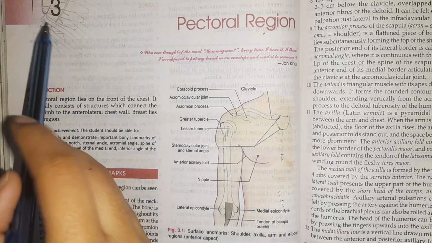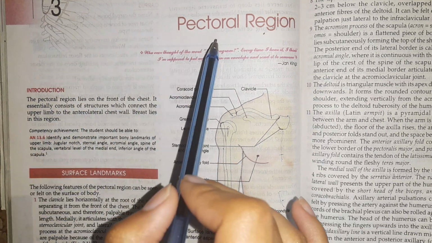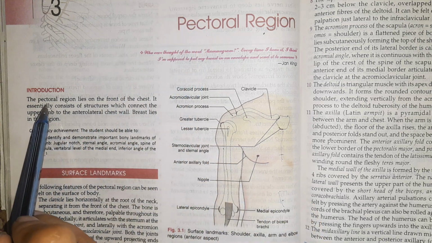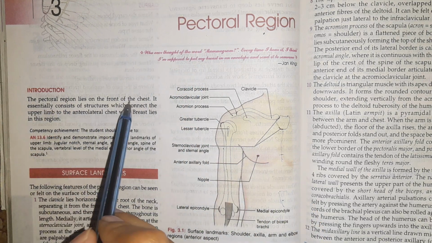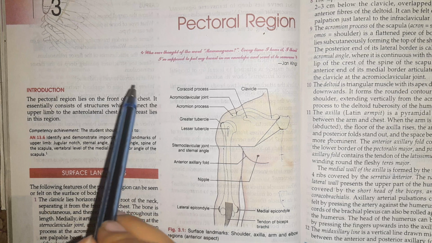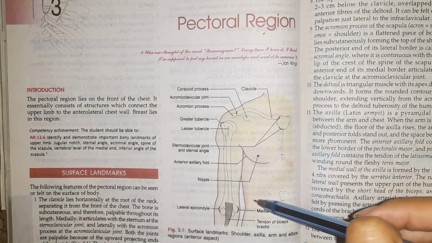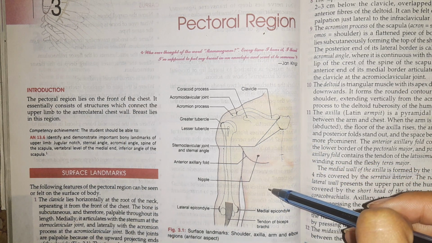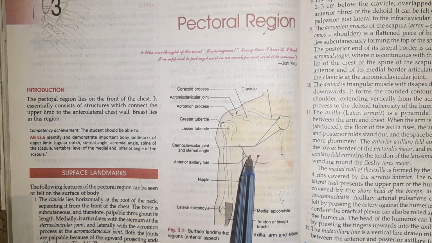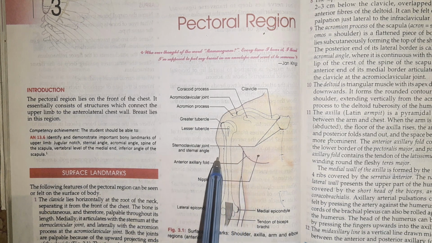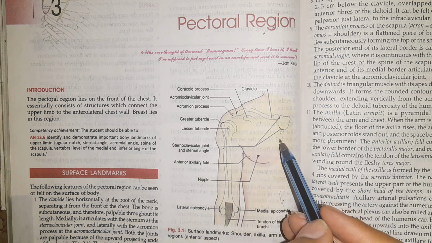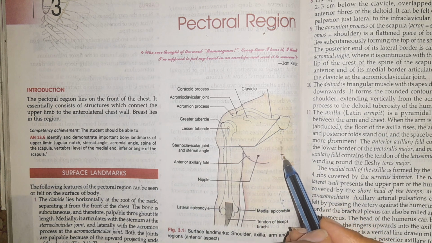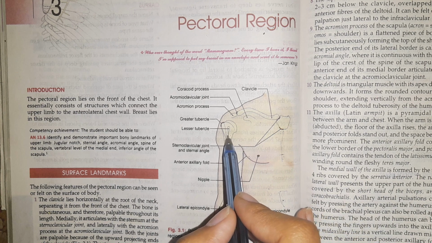So we are going to just start with chapter number 3, that is the pectoral region. So the pectoral region is actually the front of your chest. Very important, this is the pectoral region. The area that is covered by the pect major muscle is forming the pectoral region. And as you know, the pect major muscle is medially attached to the sternum and laterally it is attached to the humerus.